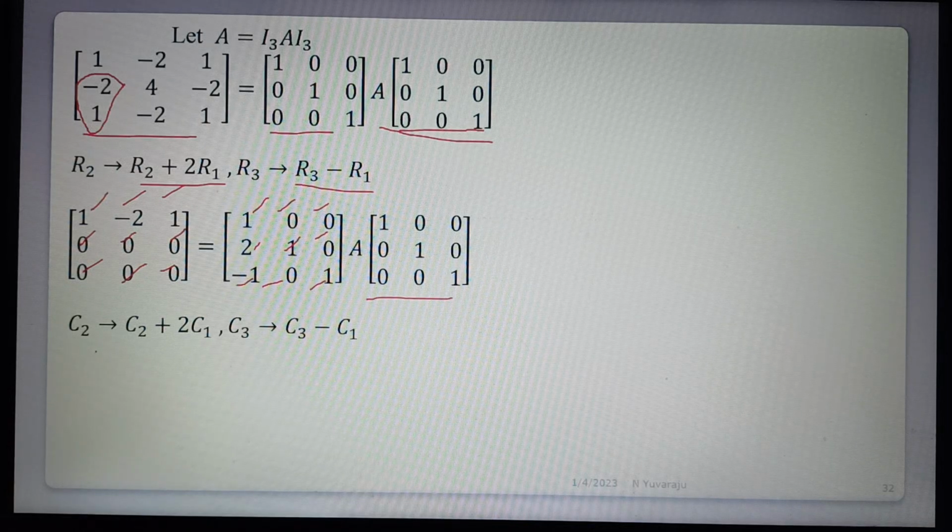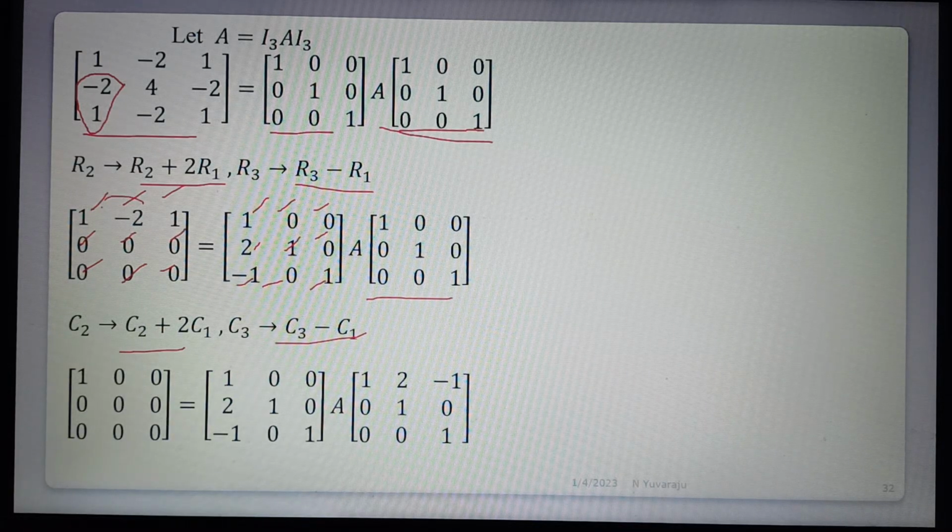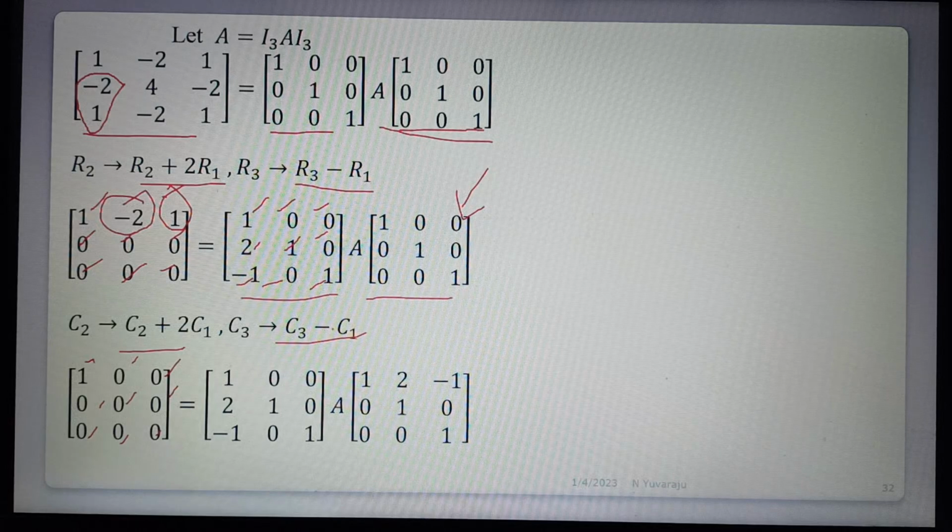So the same row, similar column operations: C2 plus 2C1, C3 minus C1. Then this element is 0 and this element is 0, giving [1, 0, 0; 0, 0, 0; 0, 0, 0]. Next, the same column operation is applied on the identity matrix, not on this matrix A. So this is the same: [1, 0, 0; 2, 1, 0; minus 1, 0, 1].